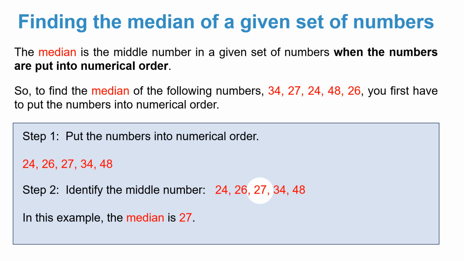Now, the way I do this is just to write my numbers in a kind of a horizontal list like that, and then start crossing the ends off until I get to a number left in the middle. Okay. Once you've got your middle number, that is your median. So in this example, the median is 27.